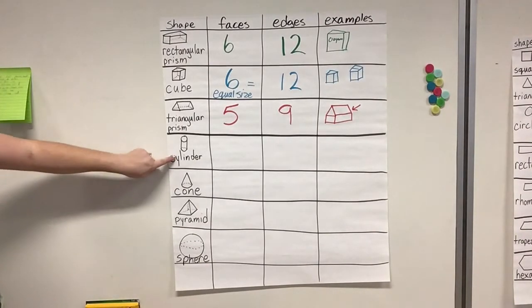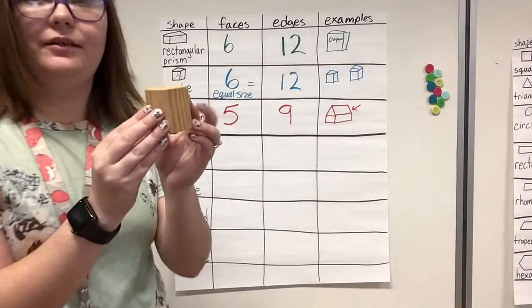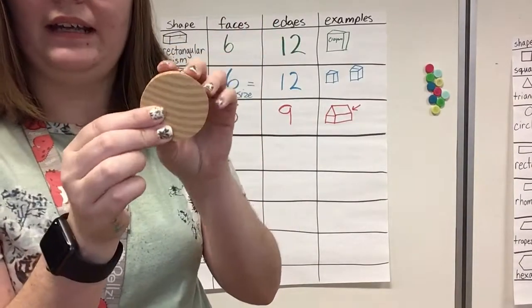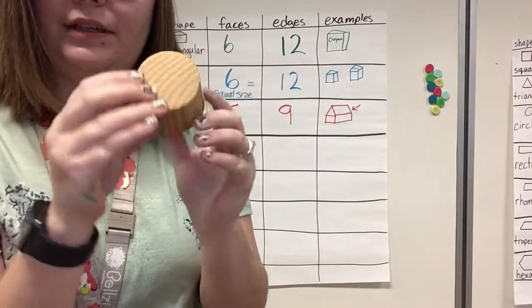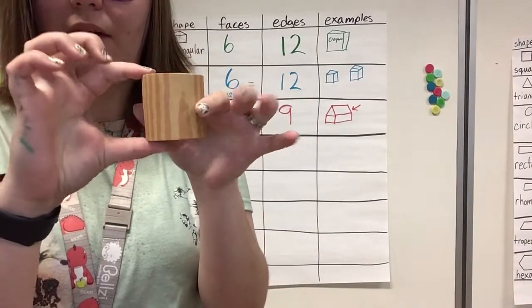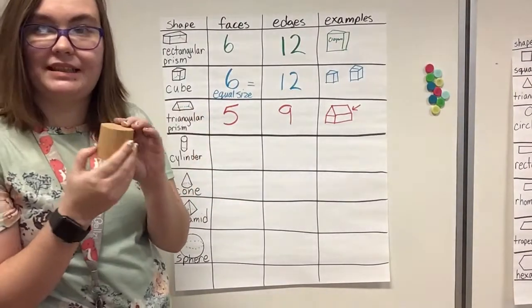Next, we have what's called a cylinder. A cylinder is round, but it's very tall and kind of flat on top. So it looks like a circle if I just look at the top of it, but it's very tall. So, a cylinder is kind of misleading.